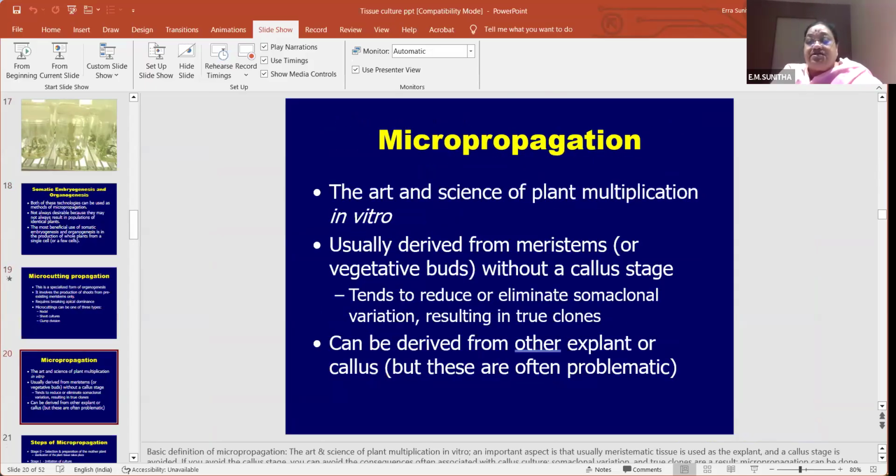So what is this micropropagation? Micropropagation is nothing but a science, or a way of doing multiplication of plants under in vitro conditions. It is an art. So based on the science, based on our technology, what we are doing, we are playing with the plants. We are producing multiple plants from a single explant under the laboratory conditions, which is called in vitro conditions. Usually you will be getting the meristems with or without the callus stage. From that you will be getting the plants, as I have shown you earlier.